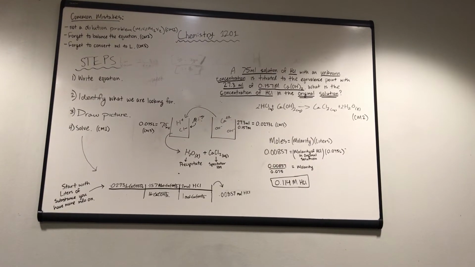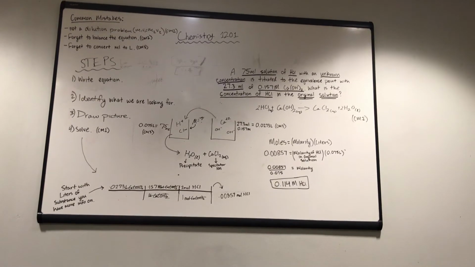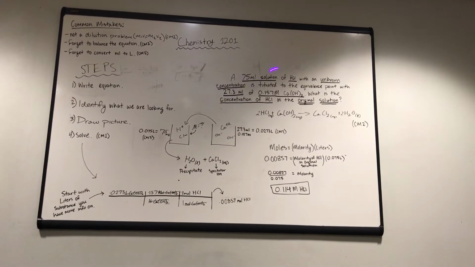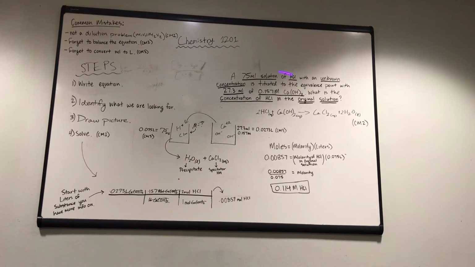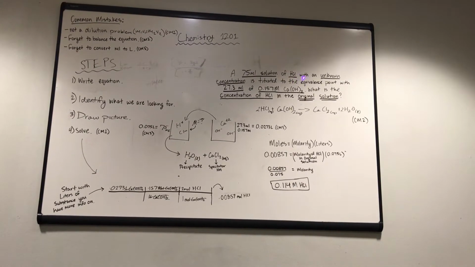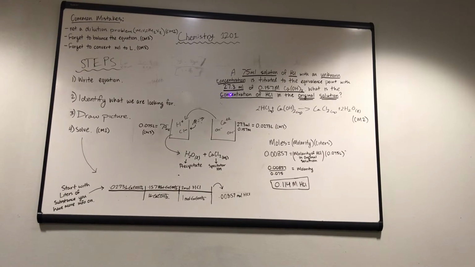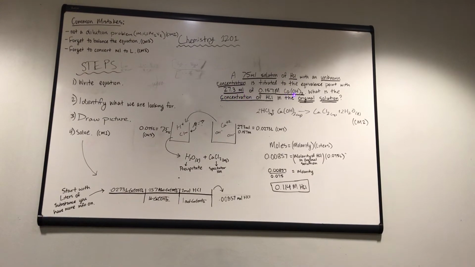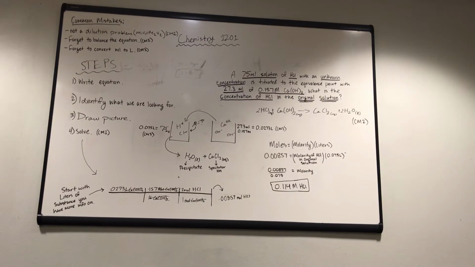So after looking at this problem, we want to point out the most important parts to remember. First, we're given that there's 75 milliliters of HCl, but we don't know the concentration. And this is titrated with 27.3 milliliters of Ca(OH)2 that has a molarity of 0.157.